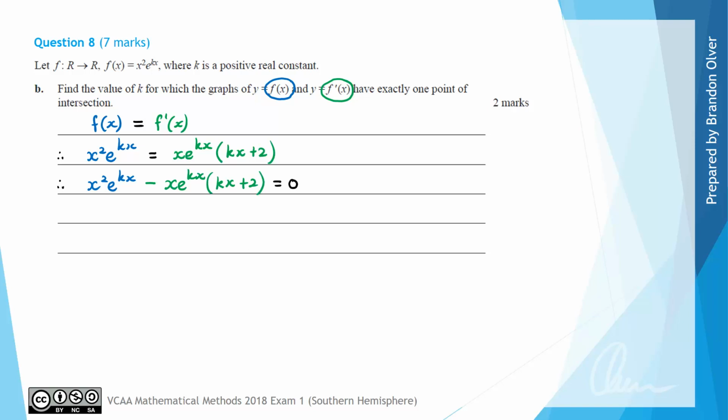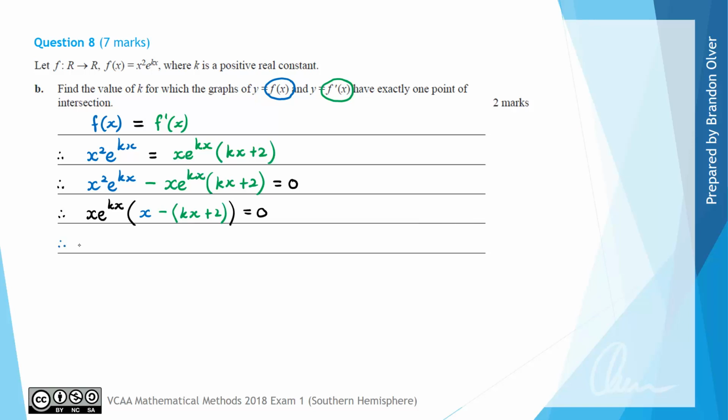Then we're going to factor out a common factor of x e to the power of kx. If we take that out, we get x e to the power of kx, and then left behind, we would need x minus (kx plus 2), and that would equal 0. So that's the factorised form of the equation we're trying to solve. Now that it's factorised, we can use the Null Factor Law.